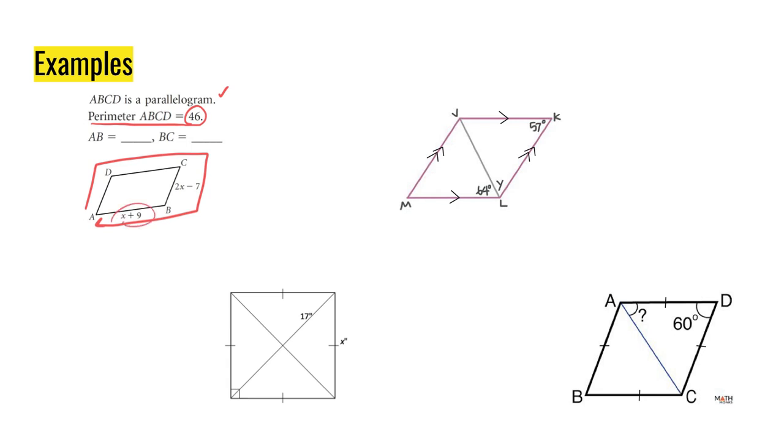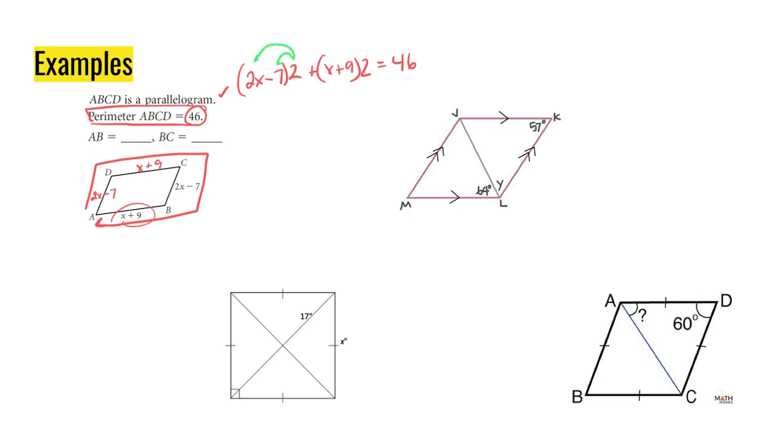I'm given some expressions for a couple of those lengths, and I know that parallelograms have opposite sides that are congruent, so I can fill in a little bit of missing information here, even though it's still in the form of an expression. All four of those sides, because I'm told the perimeter, can add up to 46. So I'm going to go ahead and write an equation where I've got 2x minus 7 times 2, because there's 2 of them, plus x plus 9 times 2, because there's 2 of those sides, is all going to add up to 46.